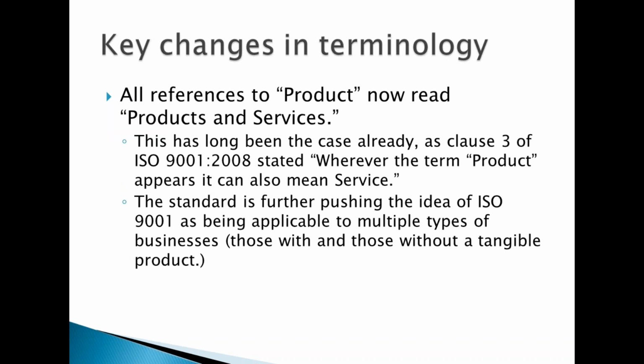Within the standard, all references to product now read as products and services. This really is not a huge change. If you read Section 3 of 9001:2008, it states that wherever the term product appears, it can also mean service, so they've pushed that into the body of the standard itself.